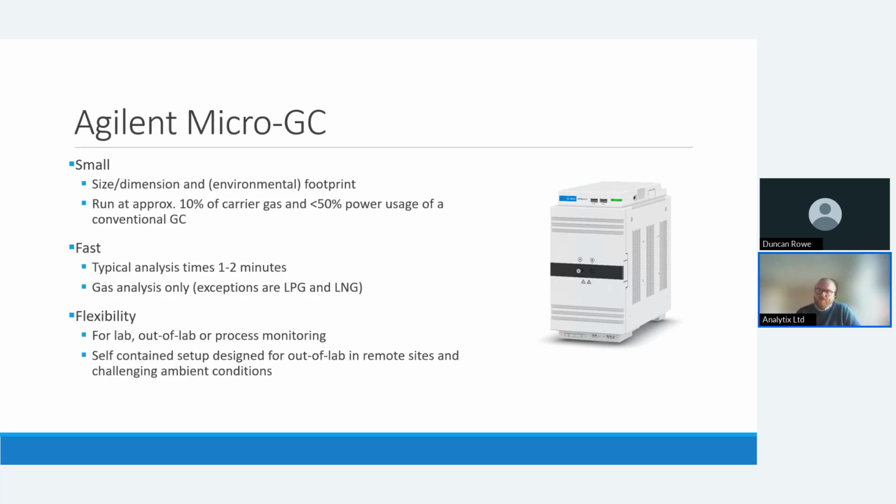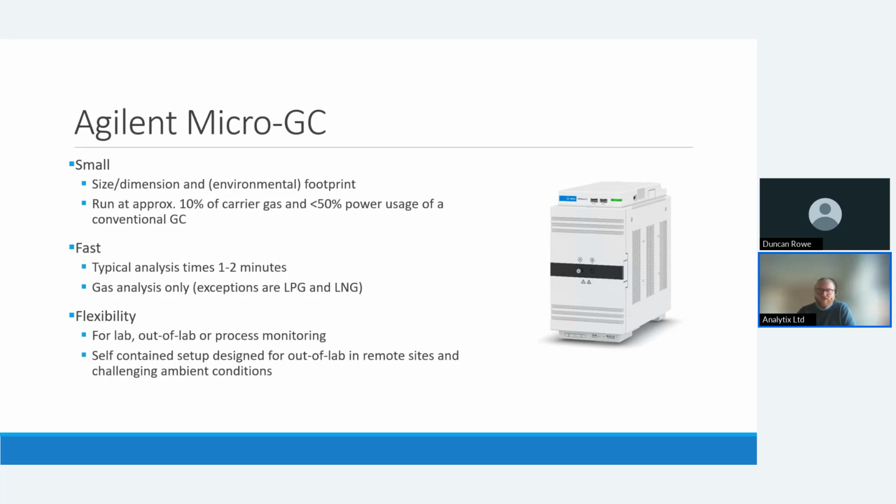Another really nice feature of the micro GC is its speed. So it offers really rapid analysis times, with run times typically averaging around 1 to 2 minutes. The system itself works isothermally, as opposed to benchtop GCs, which ramp. So this gives you really quick startup times and no delays between each run.